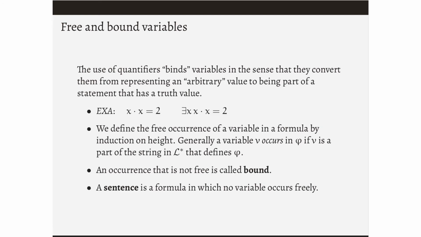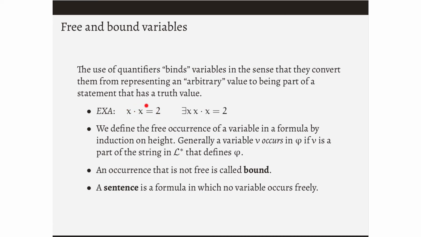The last syntactical property we have to talk about here is free versus bound variables. The crucial thing here is that the use of a quantifier binds variables, in the sense that it converts them from representing an arbitrary value to being part of a statement that has a truth value. So for example, here x times x equals 2, that's a formula, but x is here thought of as representing any kind of possible and arbitrary value.